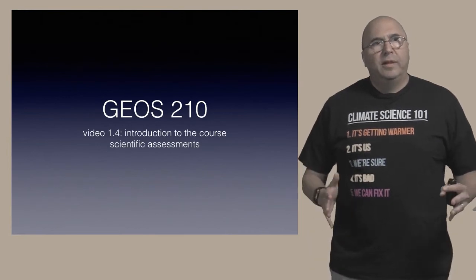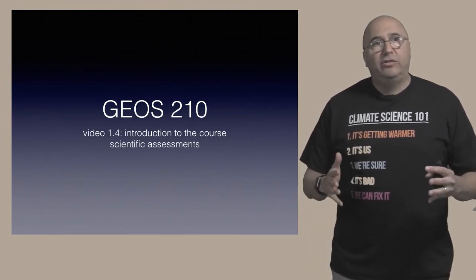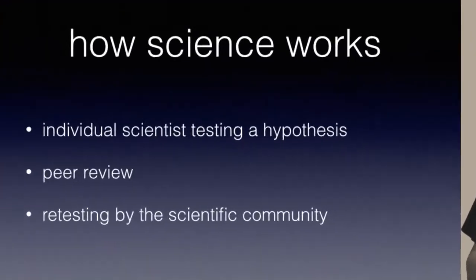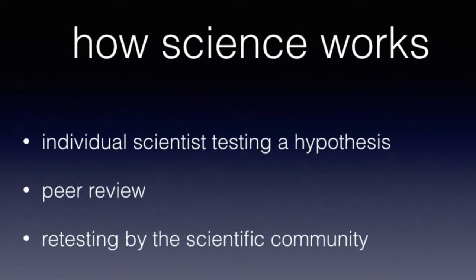Howdy, students. In the last video, I described how science generates knowledge through a three-step process. The first step is an individual scientist generating and testing hypotheses and reaching conclusions about them. Next, the scientist writes up the details of the experiment and submits it to a journal where it undergoes peer review. Peer review means the paper is evaluated by other experts in the field. If they don't spot any problems, then the paper is published in what we call the peer-reviewed literature.